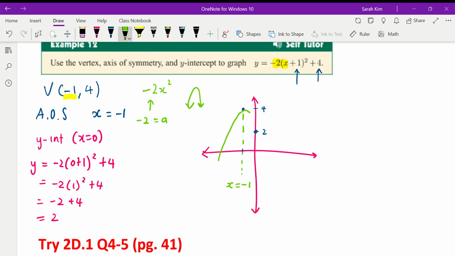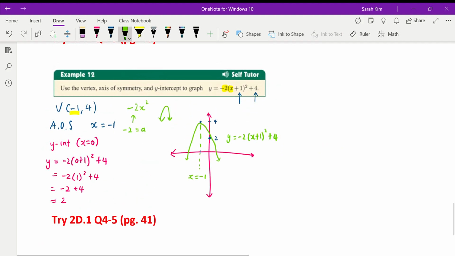Like so. I'm going to try that again because I didn't like that. There we go. And then I write my graph. That doesn't look like a curve, so I'm going to retry that. That's good enough. Y equals minus 2 times x plus 1 squared plus 4. There we go. Alright, so you should be able to do every question in 2D.1 now.